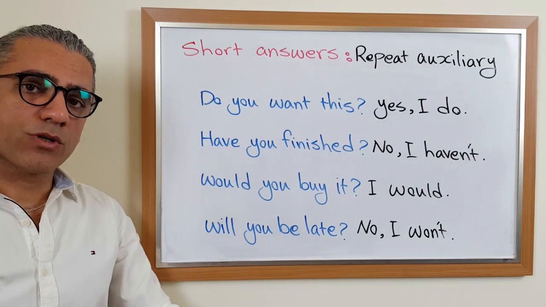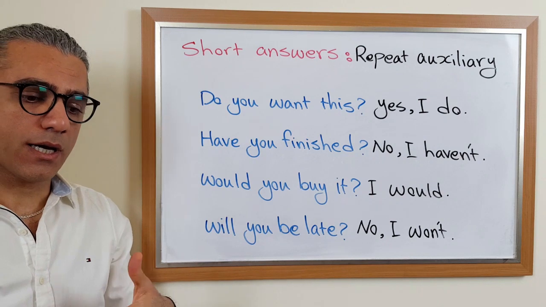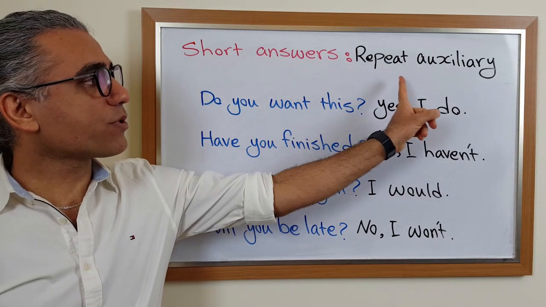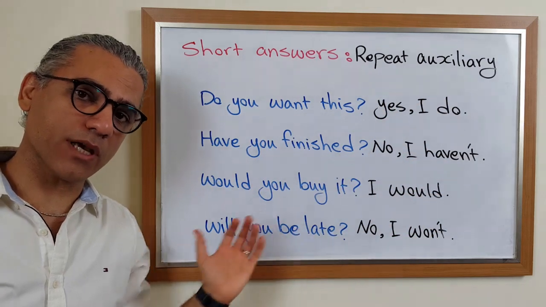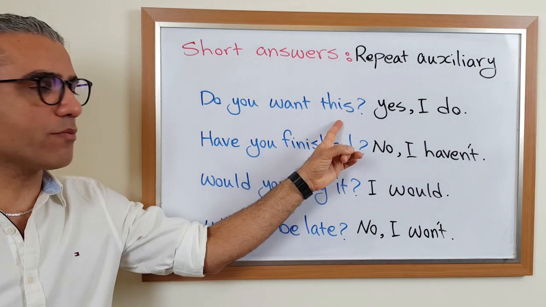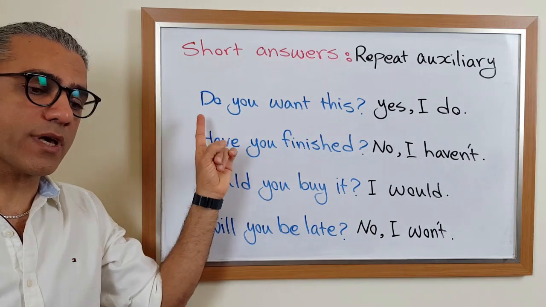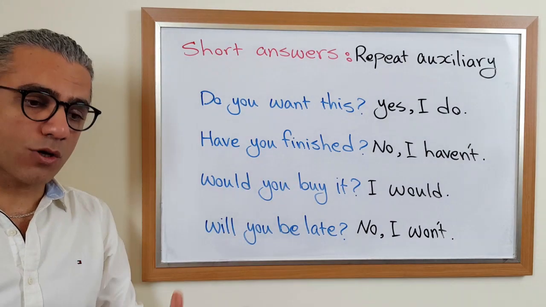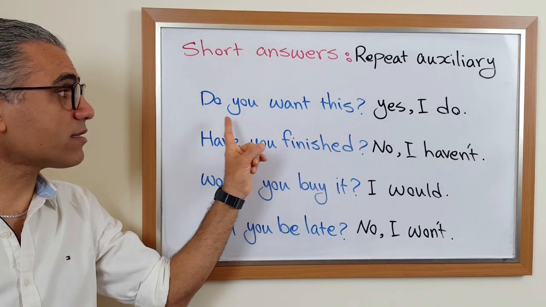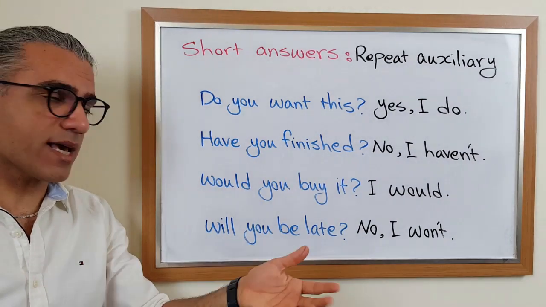The last thing we want to talk about today is short answers. When you want to give a short answer to a question, any question, you need to remember that you need to repeat the same auxiliary verb in the question. For example, it says, "Do you want this?" This is in present simple, and the auxiliary verb is "do." So you're going to have to use "do" or "does," the corresponding auxiliary verb for the same tense. So not the same auxiliary verb, but an auxiliary verb for the same tense.